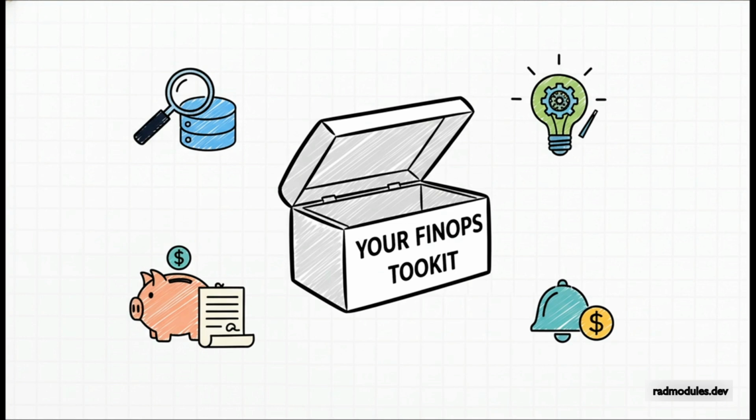And for the exam, you'll want to know what each of these tools does. Exporting billing to BigQuery lets you slice and dice your costs any way you want. Recommender is like an AI that just finds savings for you. CUDs give you huge discounts if you have predictable workloads. And budget alerts, well, they stop nasty surprises before they happen.